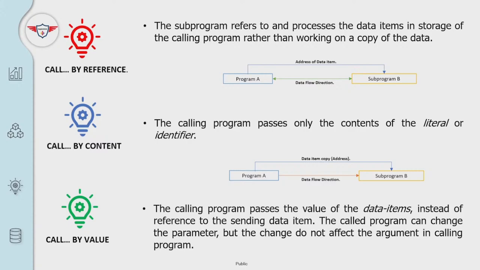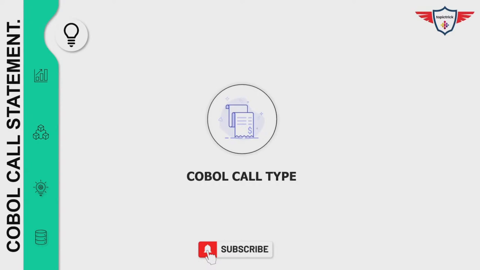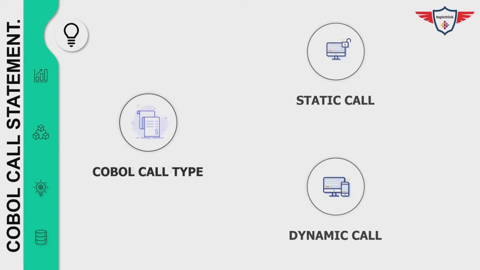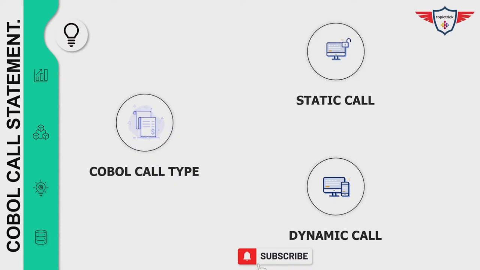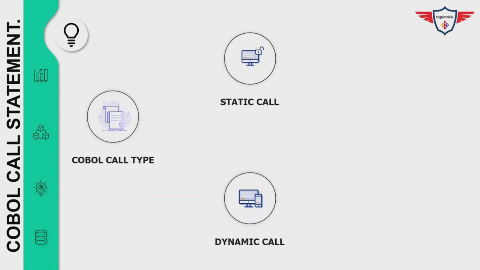Now let's focus on the various methods of transferring control from one program to another. In general, call statements are divided into two categories. The first one is static call and the second one is dynamic call. Now let's try to understand the difference between them. In a static call, the COBOL program and all the called programs are part of the same load module. In dynamic calls, the COBOL subprogram is not link edited with the main program. Instead, it is link edited into a separate load module, and it is loaded at runtime only when it is required.